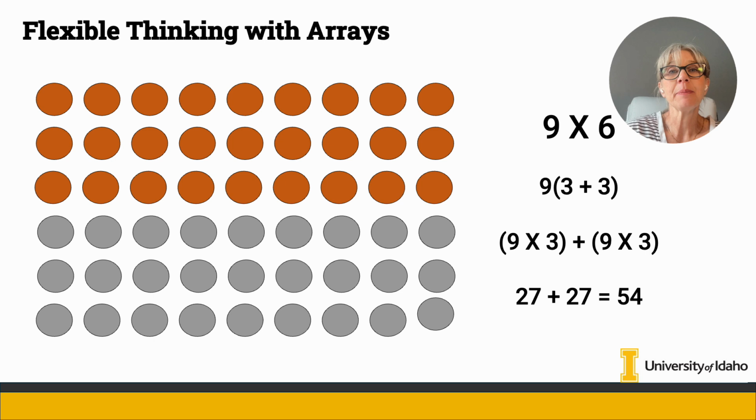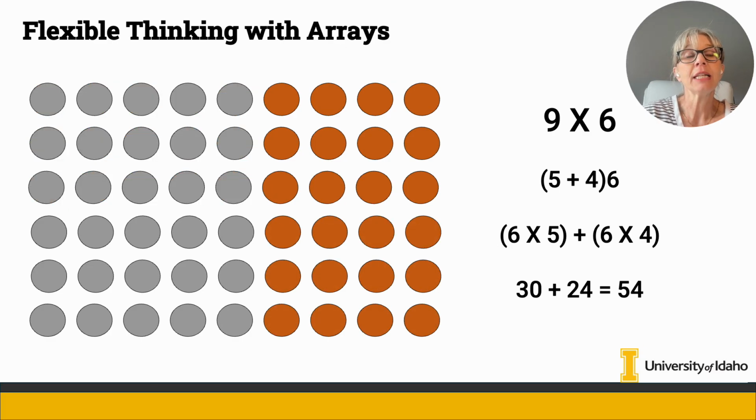As students develop some basic facts to draw upon, they can start to use those to do more complex problems. In this case, some of you might have seen this problem, 9 times 6, as 9 times 3 twice. We can write that symbolically using parentheses, decomposing the 6 into two 3's. This is a visual of the distributive property of multiplication over addition.